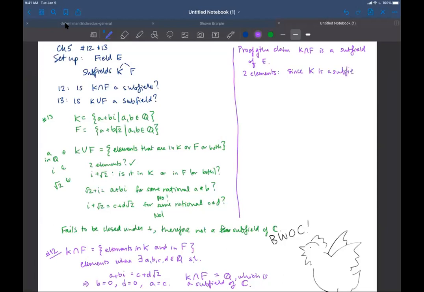Go away, cat. Since K is a subfield of E, 0 and 1 are in K, right? It's got addition and multiplication, and it's closed under those operations. It has inverses. So I know 0 and 1 from the bigger field E have to land in K. And similarly, F is a subfield. So I have 0 and 1 are in F. And that tells me that 0 and 1 belong to both K and F, which means that 0 and 1 are in the intersection. So I've got at least two elements in here.